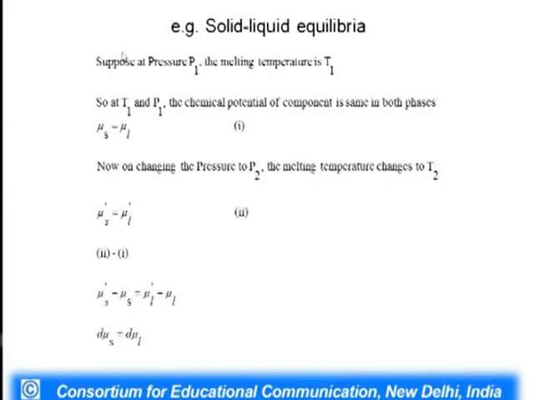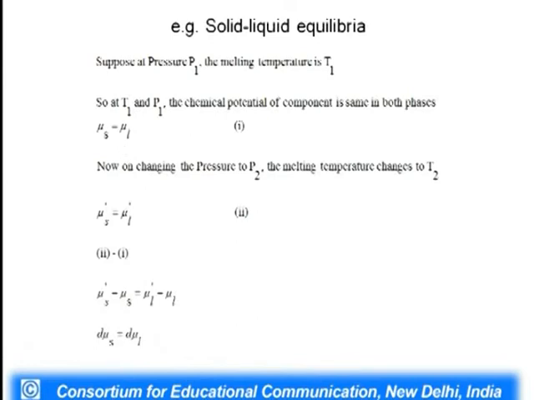Similarly, if we want to change the equilibrium pressure, we can change it by changing the temperature. So, what is the equation which governs this process? Suppose we take solid-liquid equilibria, and let us assume that at pressure P1 the melting temperature is T1. So, there is an equilibrium at pressure P1, T1. At that temperature and pressure we should have chemical potential of solid equal to chemical potential of liquid.